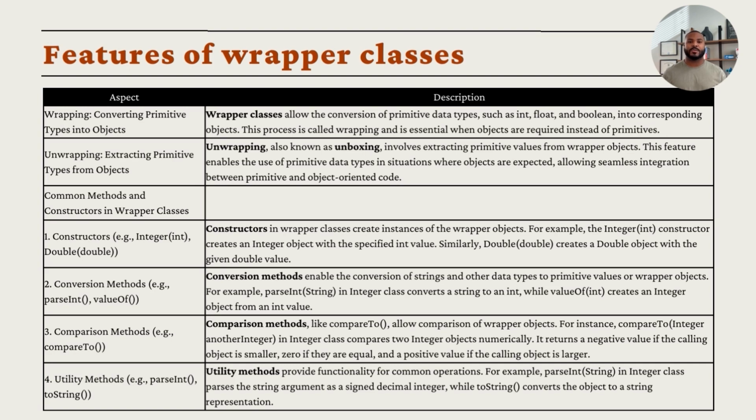So similar to what you see on the screen, constructors such as Integer(int) and Double create instances of wrapper objects, while conversion methods like parseInt(String) and valueOf(int) allow smooth conversion between strings, primitives, and wrapper objects. Comparison methods like compareTo enable the comparison of wrapper objects, aiding in sorting and ordering tasks. Additionally, utility methods such as parseInt(String) and toString provide essential functionality for parsing and converting values.